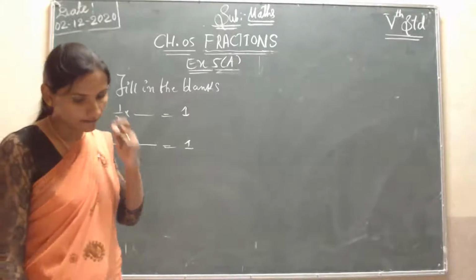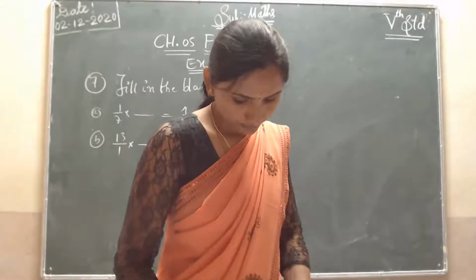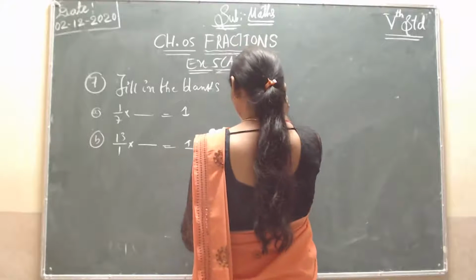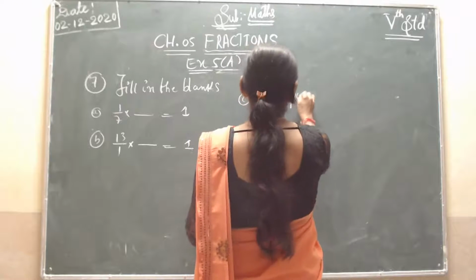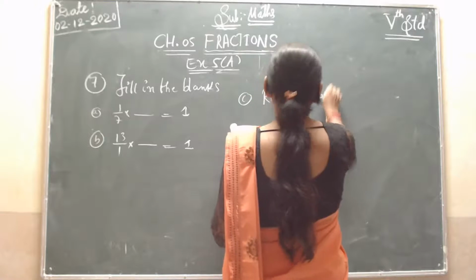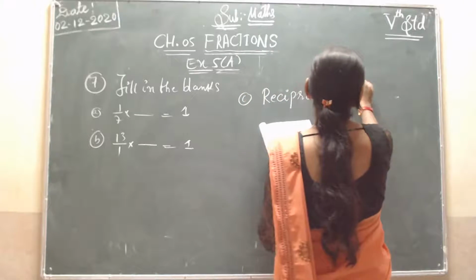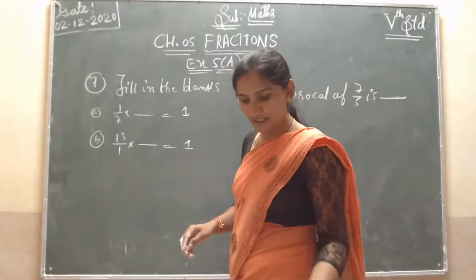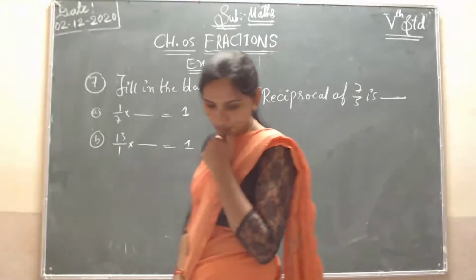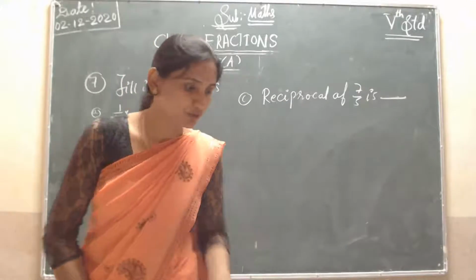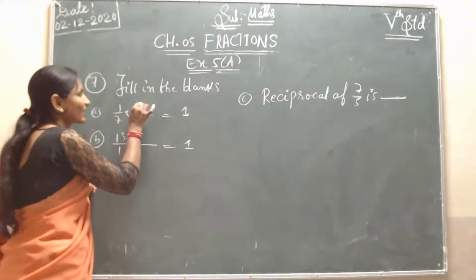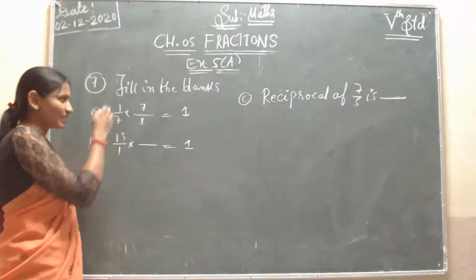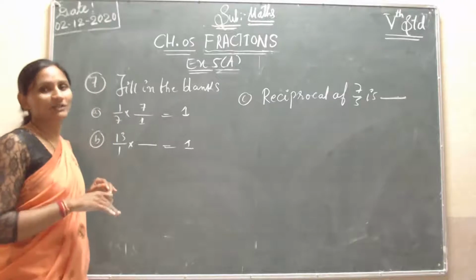Next question, what is given in C? Reciprocal. What is the reciprocal of 7 by 12 is dash. Students, very easy. 1 by 7. Can you observe, you have to multiply 7 by 1. You have to take the reciprocal numbers, because 1 by 7 you have to take as 7 by 1.